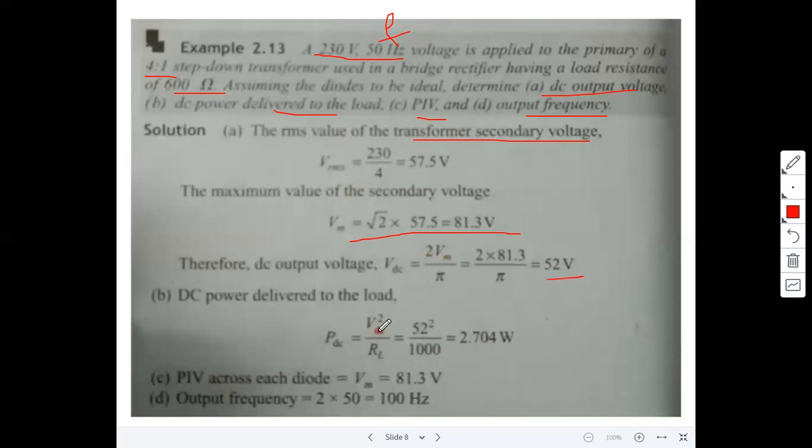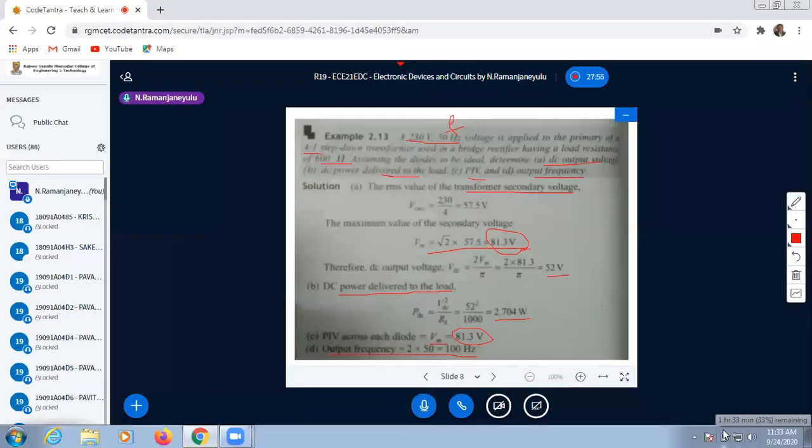Once you know the DC output voltage, what is the DC power delivered to the load? Power P is equal to V square by RL, that is V square DC by RL, which is equal to 2.704 watts. We already know the PIV across each diode in a bridge rectifier is Vm only. We calculated Vm is equal to 81.3 volts. What is the output frequency? Output frequency is equal to 2 times the input frequency, 2 into 50, that is equal to 100 Hz. Remember this one.